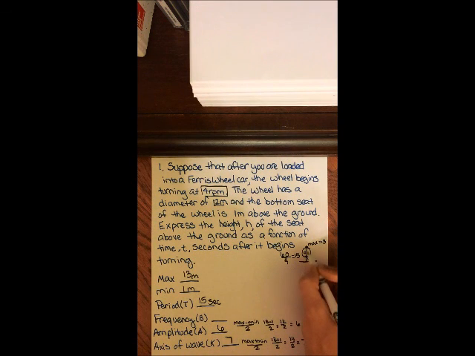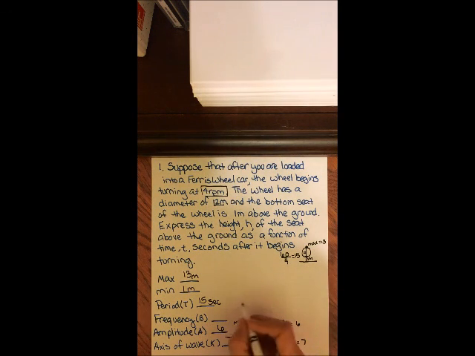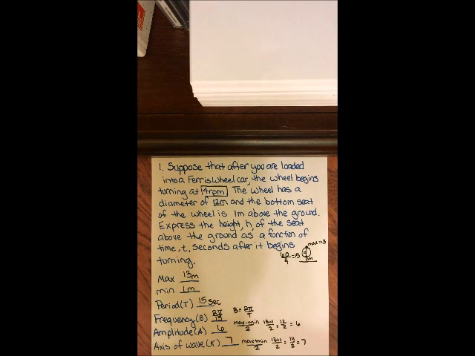It takes 15 seconds to go from the bottom of the Ferris wheel all the way back to the bottom. In order to get the frequency, I'm going to use my formula that says B equals 2 pi divided by the period. So I'm going to have 2 pi divided by 15, which is just 2 pi over 15. The last thing I need to do is sketch a graph. Once I sketch a graph, I should be able to write the equation.